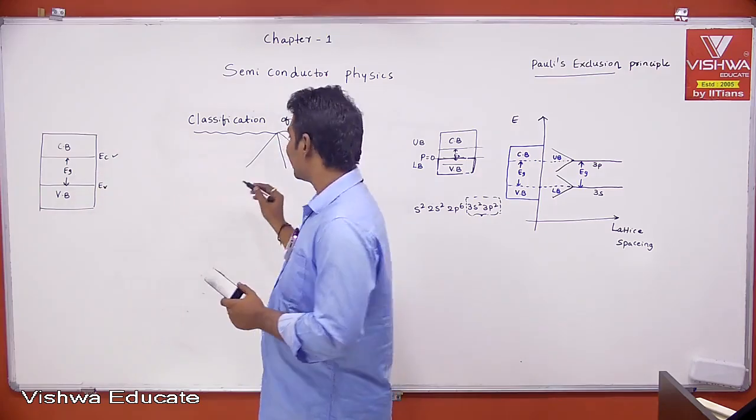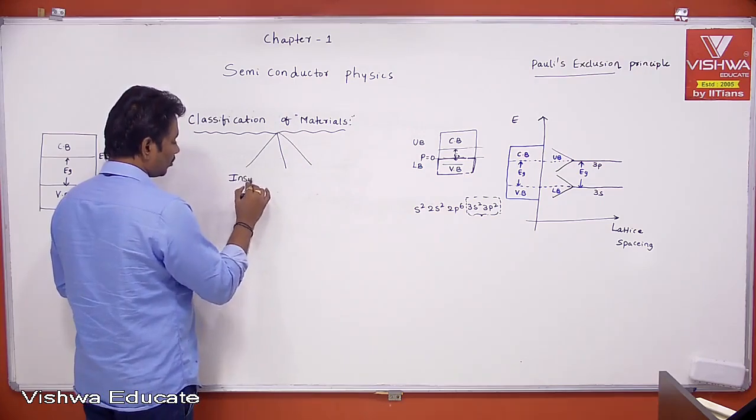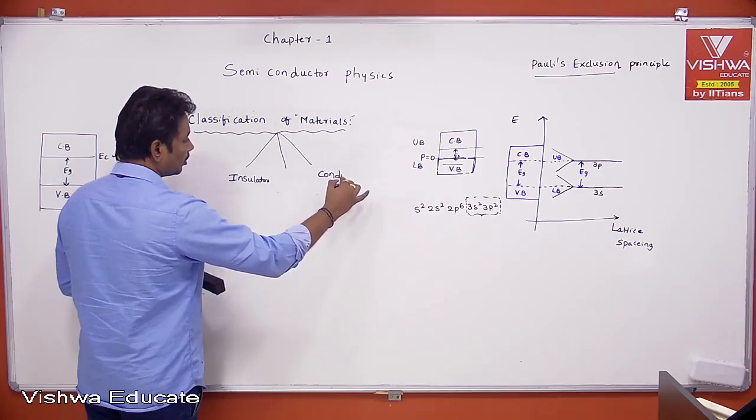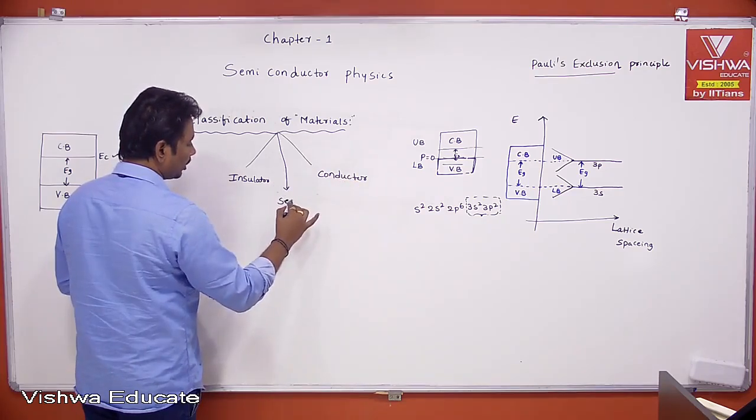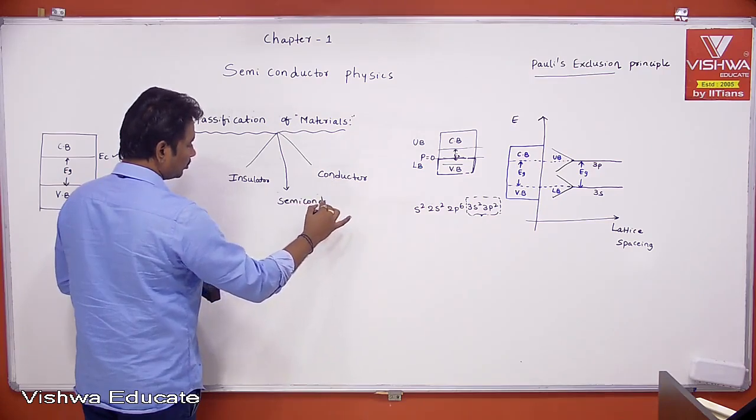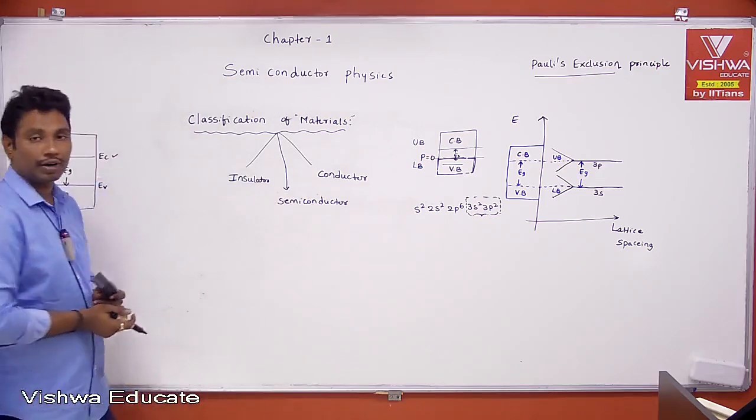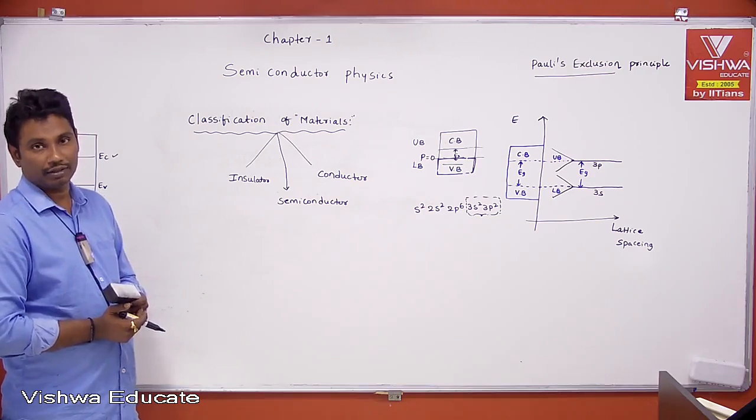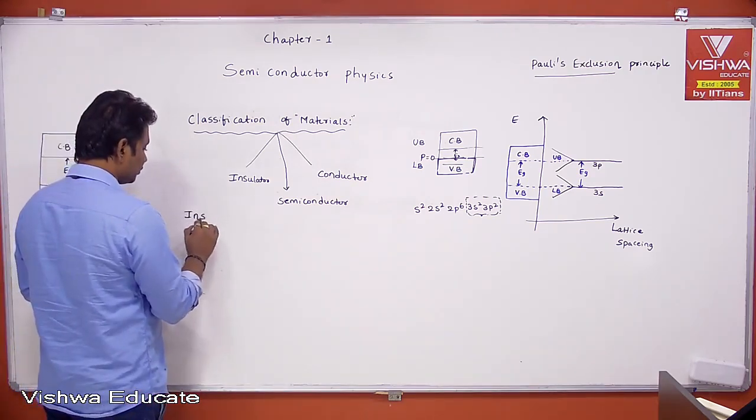What are those? Insulator, conductor and semiconductor. This classification is based on energy gap and energy band theory. The first I start with is the insulator.